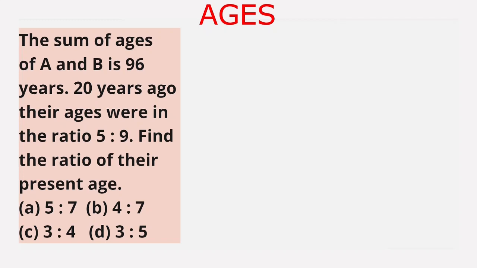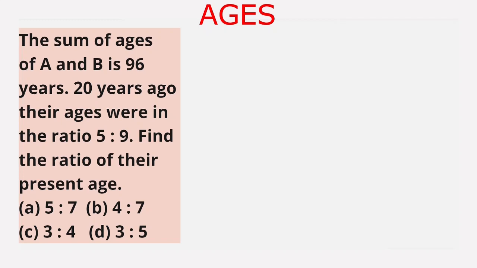If we add 20 to each of their ages, then the age of A is 20 plus 20 is 40, and the age of B is 36 plus 20 is 56. 40 ratio 56, and 8 divides 40 and 56. 8 divides 40 for 5 times and 56 for 7 times. And from the given options, our answer is option A, 5:7. This way we can solve this question within 30 to 40 seconds.